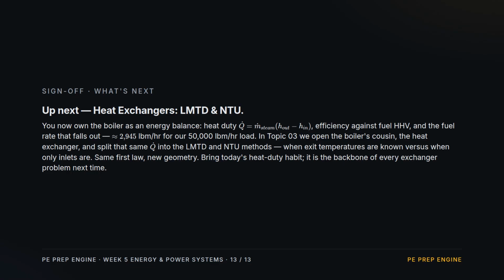You now own the boiler as an energy balance. Heat duty equals steam flow times the enthalpy rise. Efficiency against the fuel's heating value, and the fuel rate that falls out, about 2,945 pounds an hour for our load. In topic 3, we open the boiler's cousin, the heat exchanger, and split that same heat duty into the LMTD and NTU methods. Same first law, new geometry. Bring today's heat duty habit. It's the backbone of every exchanger problem. See you in topic 3.